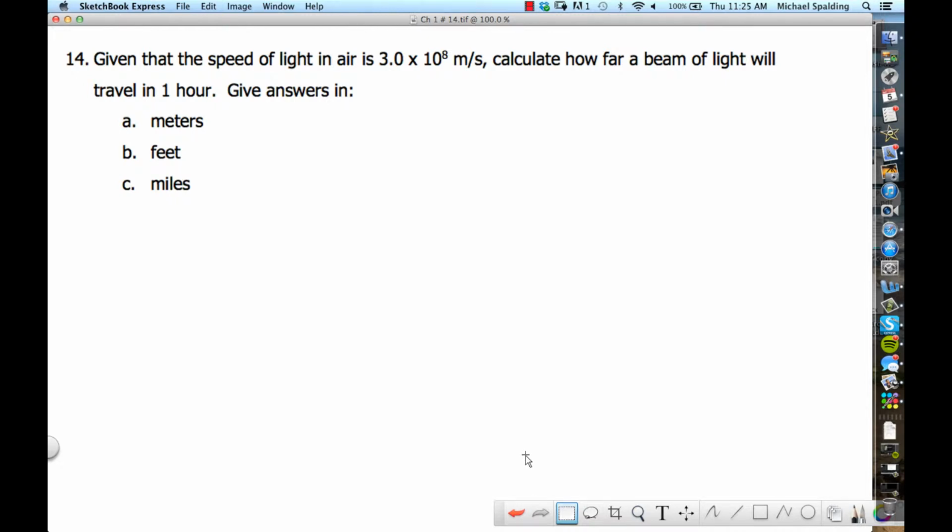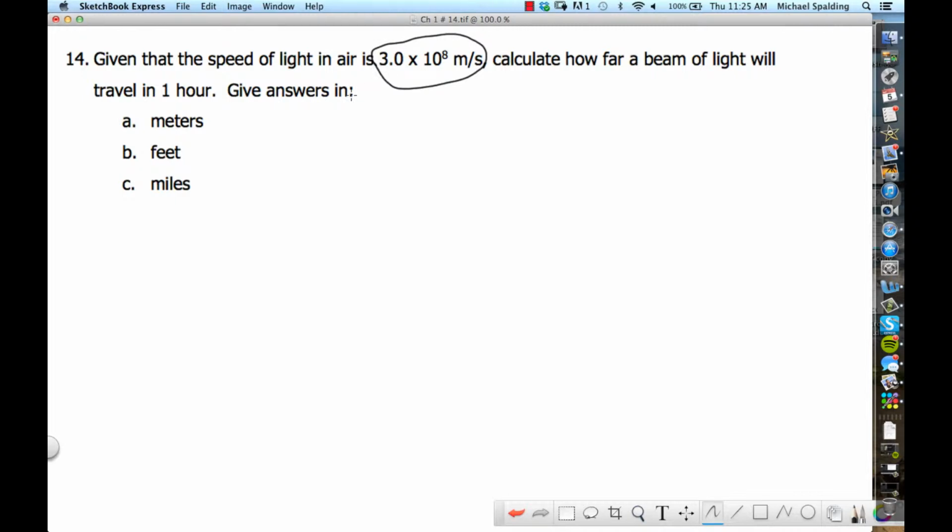All right, so number 14. We have the speed of light in air as 3 times 10 to the 8th meters per second. By the way, just as an FYI, this 3 times 10 to the 8th is something you've all heard of before.